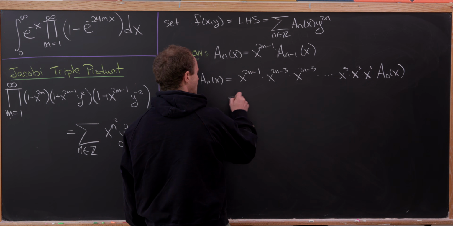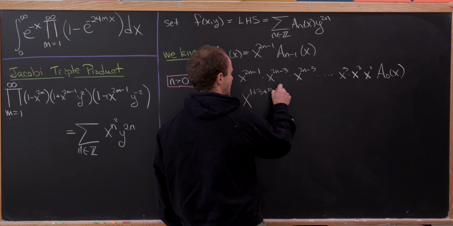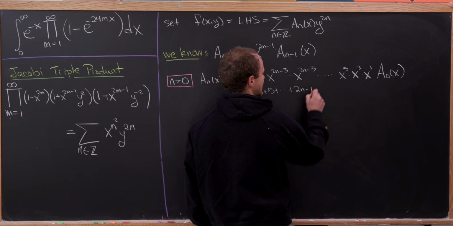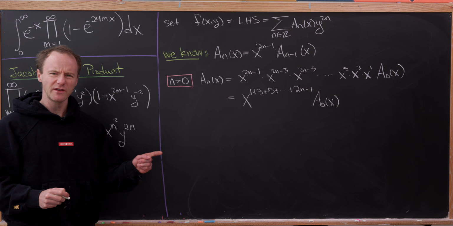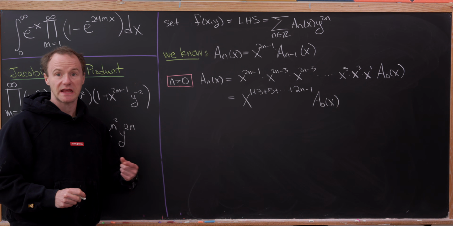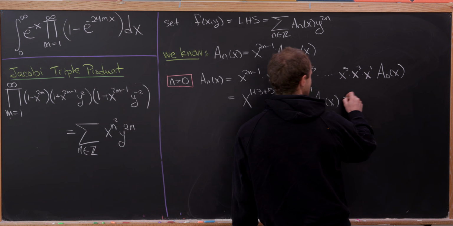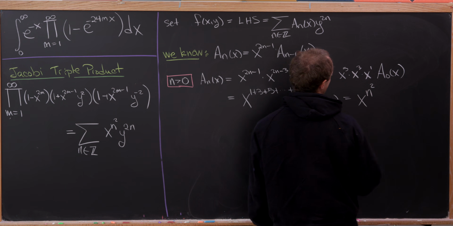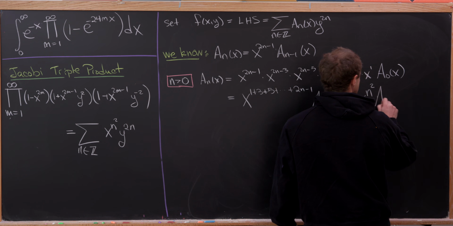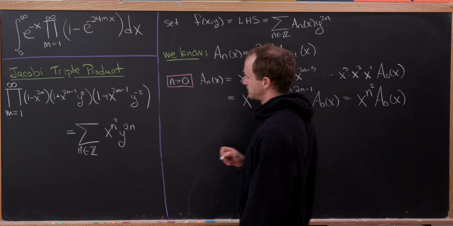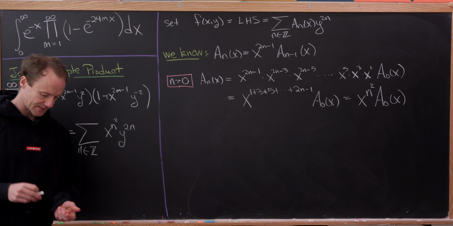But check it out. Putting all this together, we have x to the 1 plus 3 plus 5 ending at 2n minus 1 times a_0 of x. But it's well known that the sum of the first n odd numbers is the nth square. So the exponent becomes n squared. So we have x to the n squared times a_0 of x. And then a similar strategy will work for n less than 0, and you get the same thing.